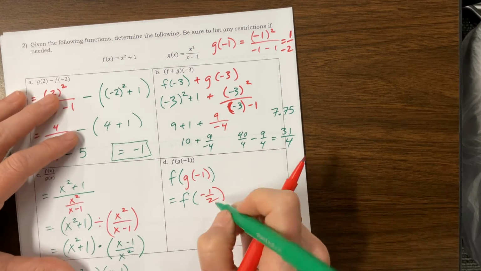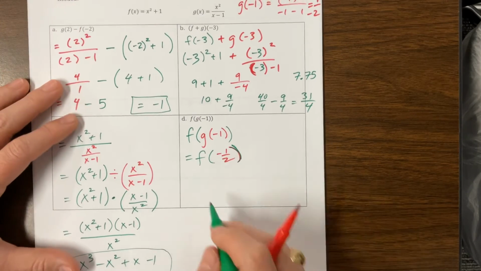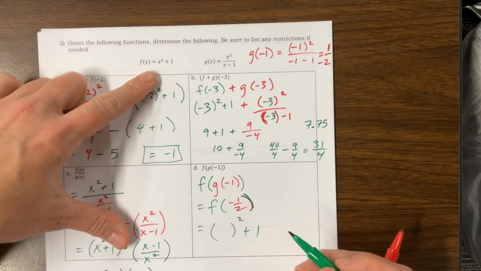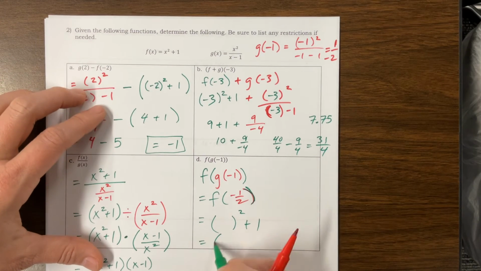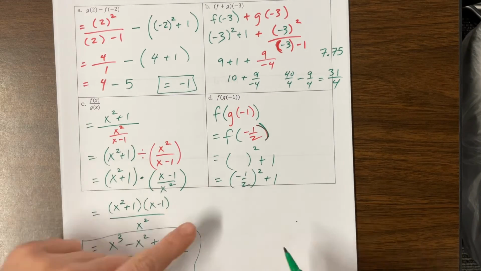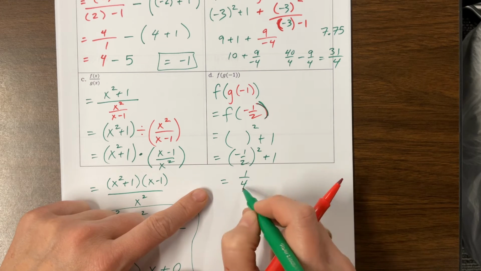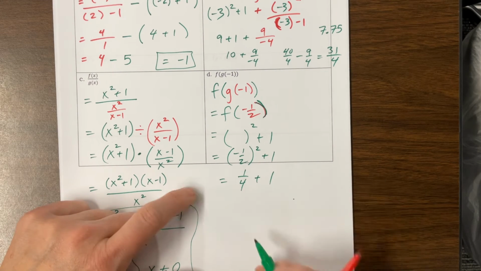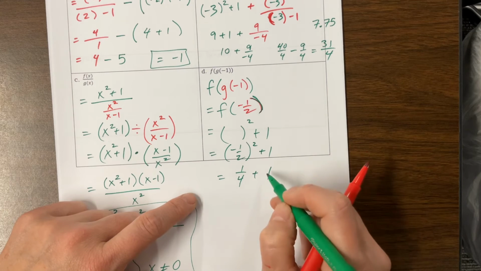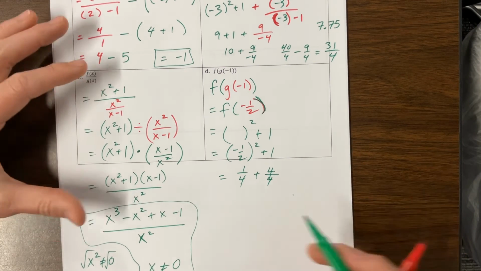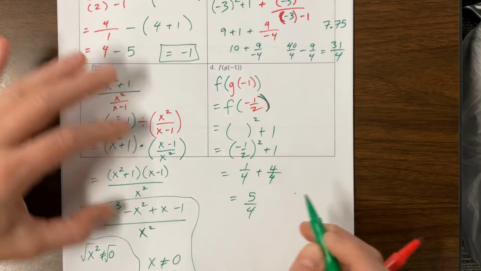Oh, for symmetry, that's green, pretend. Okay, f was what? Something squared plus 1. Could you see it up there? That something is negative 1/2 squared plus 1. When I square, a negative times a negative is a positive, so this becomes 1/4, because 1 squared is 1 and 2 squared is 4. 1/4 plus 1. Well, 1 would also be known as 4 over 4. Anyway, this is equal to 5/4.